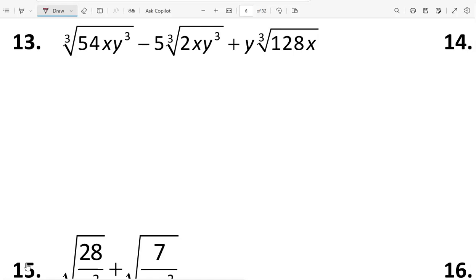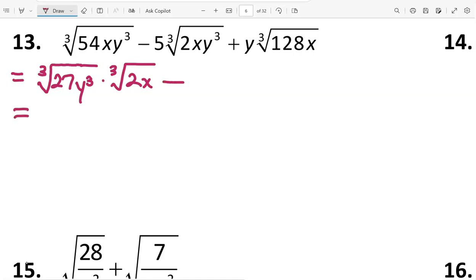In number 13, we'll have to simplify each radical here first. In the first radical, we have a perfect cube factor of 27 that divides evenly into 54, and also y cubed. The leftover factors are 2 and x. So, further simplifying that term, we have the cube root of 27y cubed, which is 3y, times the cube root of 2x. Now let's simplify the second term.